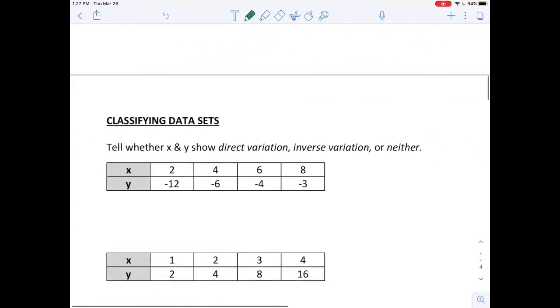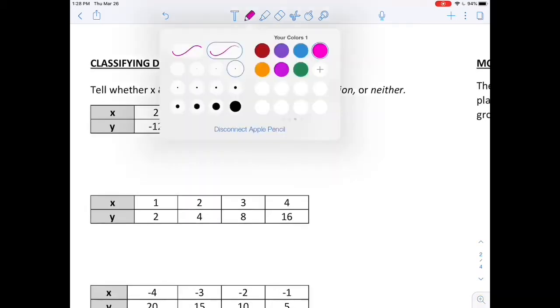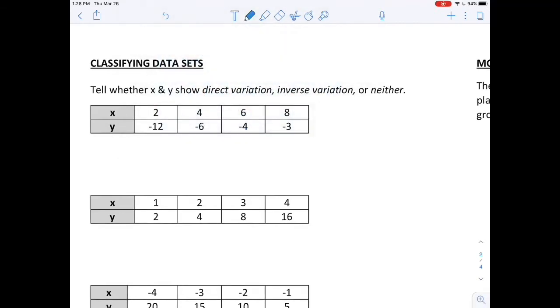And this time, instead of identifying inverse or direct variation from an equation, we're going to use a table of values. So let me just remind you that if we have our constant a is equal to y over x, so if the quotient is constant, then we have direct variation. And similarly, if we have our product being a constant, then we have inverse variation.